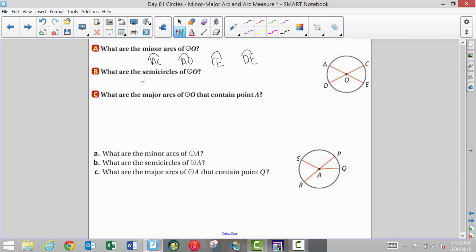Then you have semicircles. Arc AE is a semicircle. Arc DC is also a semicircle. We could also name a specific semicircle using 3 letters, so I can do semicircle DAC or DEC. These 2 arcs are semicircles, but they're different semicircles. Even though they start and end in the same spot, the middle letter indicates direction.